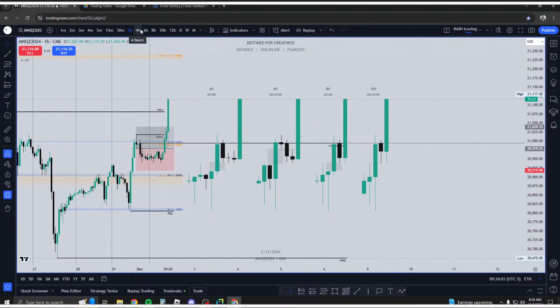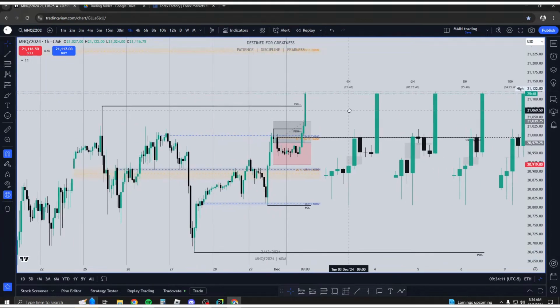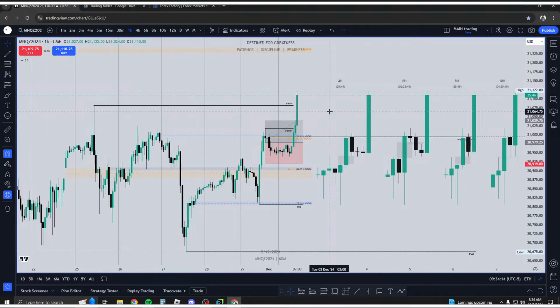Because what did ICT teach? Price is fractal. So now, because we just completed a weekly objective, I would switch over to the intraday models now. So I'm gonna trade base.